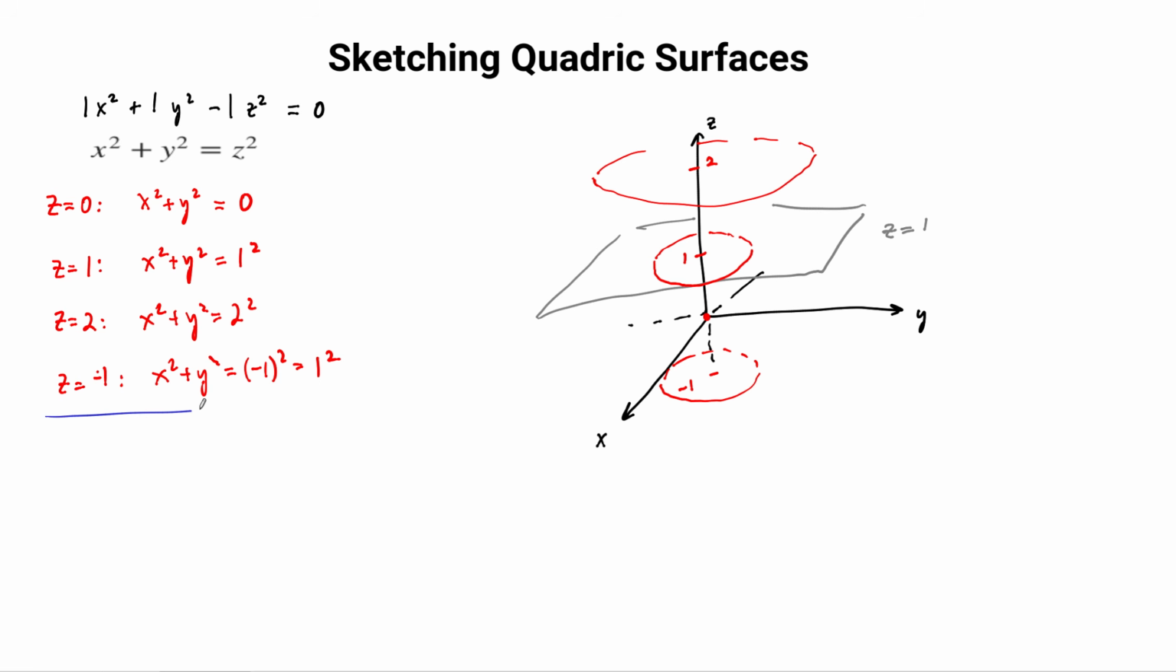And to understand that, we can take slices in a different direction. So for example, we could take a slice when x is 0. When x is 0, we'd be looking in the yz plane, right? Right in the yz plane. So when x is 0, what happens? Our equation becomes 0 squared plus y squared equals z squared, or just y squared equals z squared.